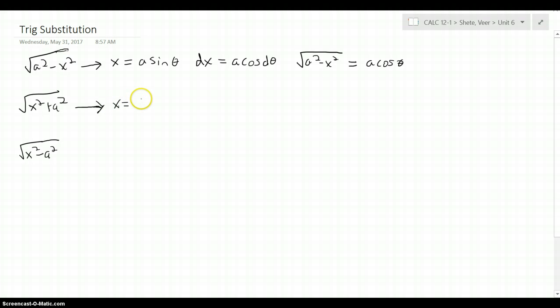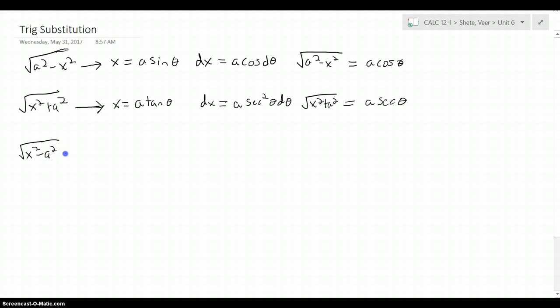For our root x squared plus a squared, our x value will be equal to a tangent theta. Our dx will be equal to a secant squared theta d theta. And once again, the root itself within the integral, so in this case root x squared plus a squared, will be equal to a secant theta.